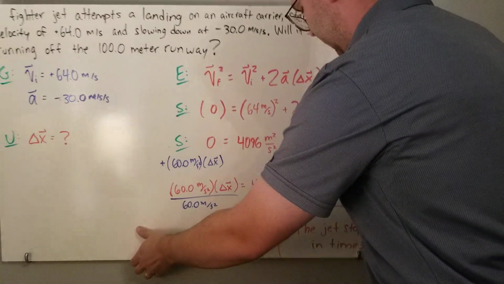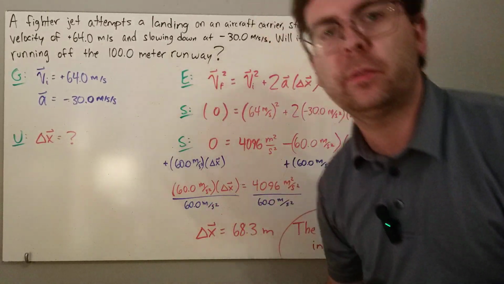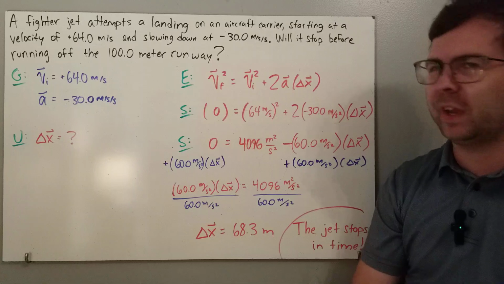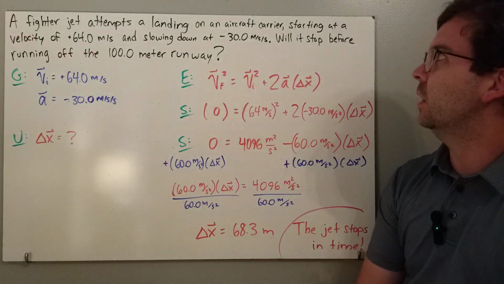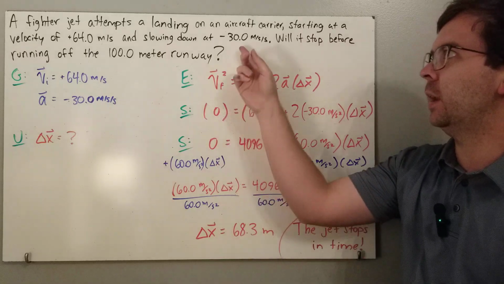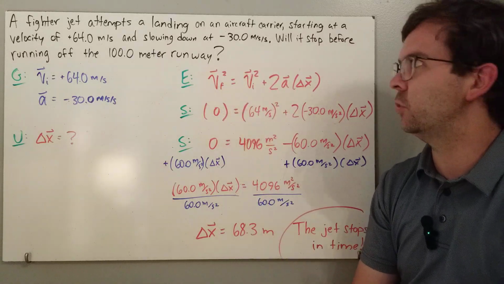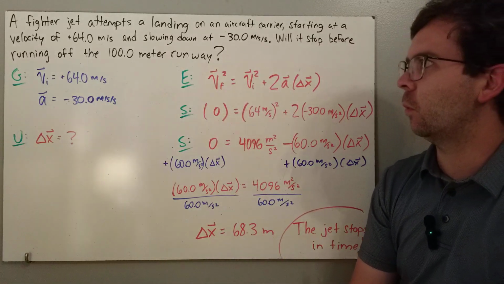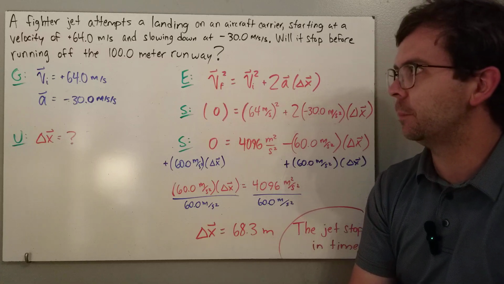Okay, that's all right. So let's say a fighter jet attempts a landing at an aircraft carrier, starting at a velocity of 64 meters per second and slowing down at 30 meters per second each second. Will it stop before running off the 100-meter runway?